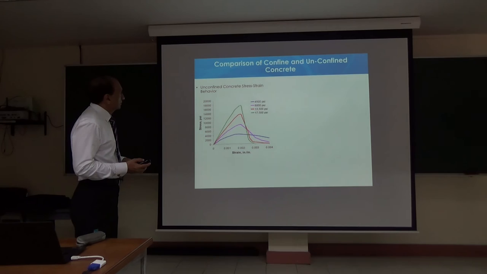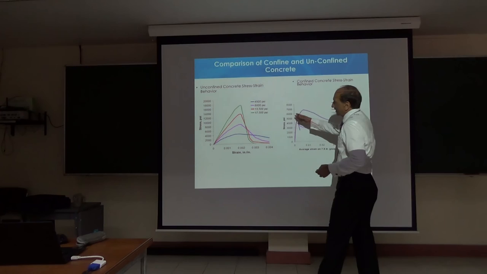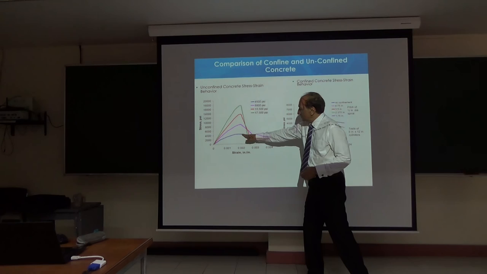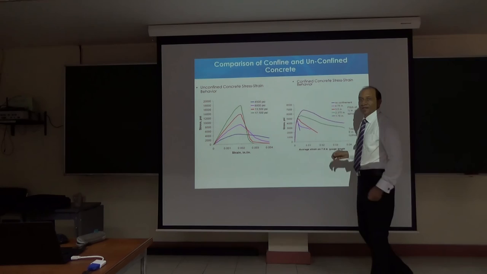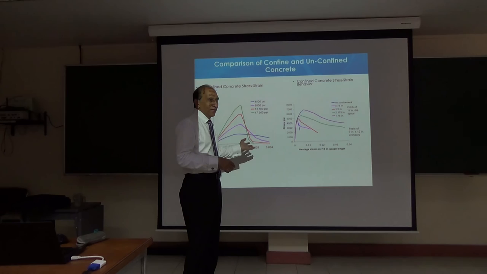So from here to there, we can see the effect of confinement. This became that by confinement, right? Over there we have to use different concrete strength to get high strength. Here we only use confinement to get better behavior. And high strength actually reduces ductility. Low strength with confinement gives you the best results.